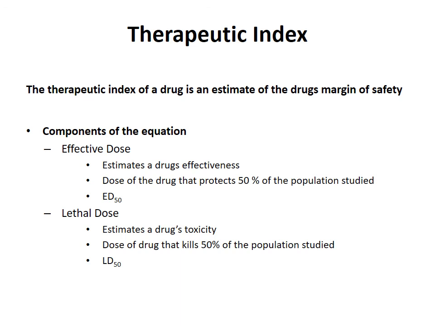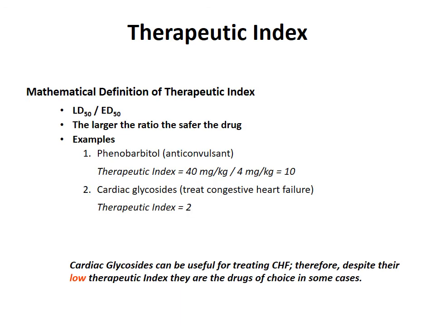By definition, that's the dose of the drug that produces or protects 50% of the population studied, or we'll say the dose that produces the desired therapeutic response in 50% of the population studied. That's the ED50. The lethal dose is the dose of drug that kills 50% of the population studied. That's the LD50. The equation is LD50 over ED50. So if you look at that equation, you'll see that the lethal dose is on top. The lethal dose is the dose that is lethal to 50% of the population.